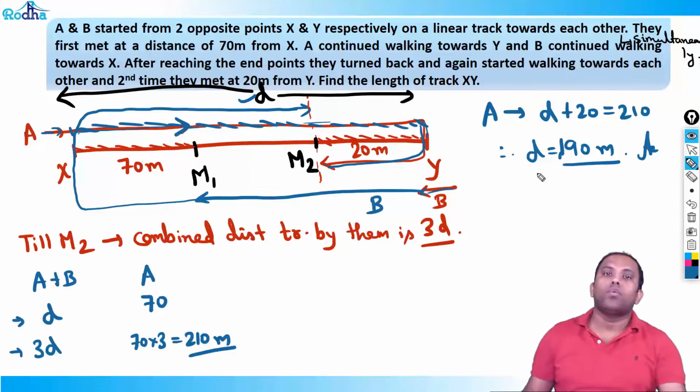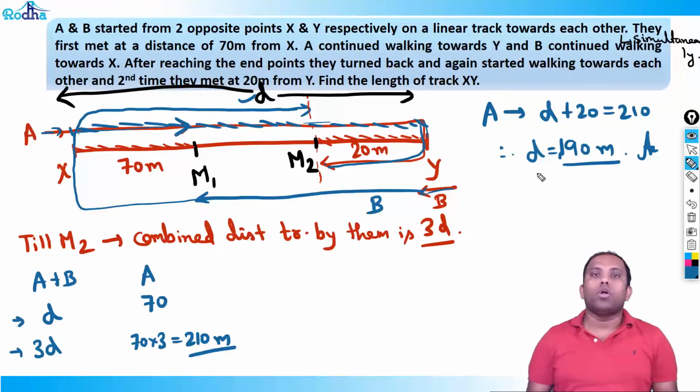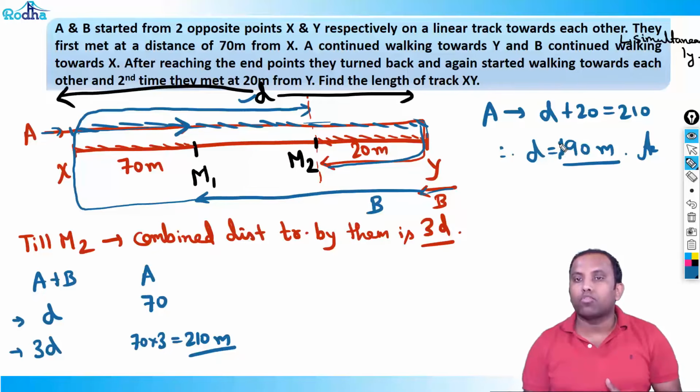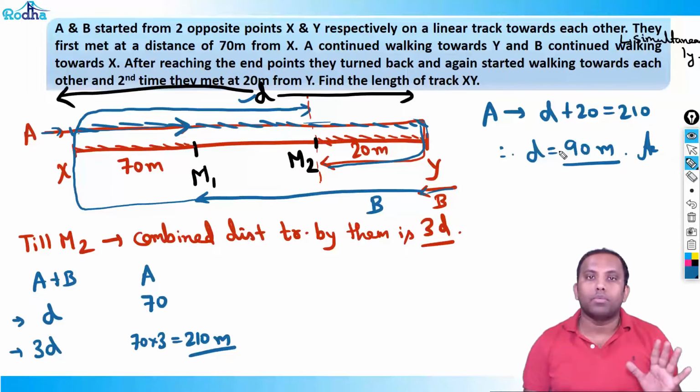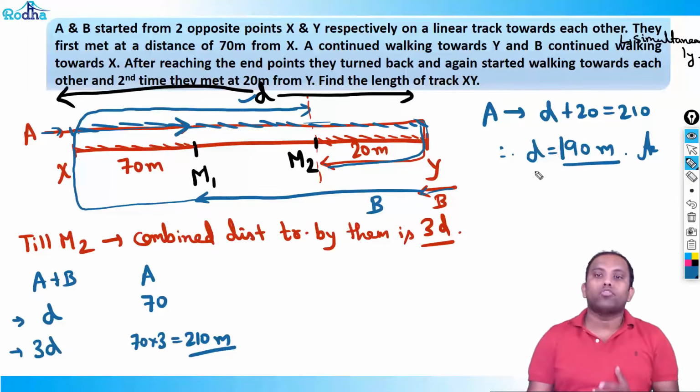A fantastic way of solving and a very conceptual question, right? This question becomes very important because of the way of solving. It may not seem that tricky, because you can solve it by taking variables, by assuming D minus 70 and all. But this question is a fantastic one because of the way of solving.